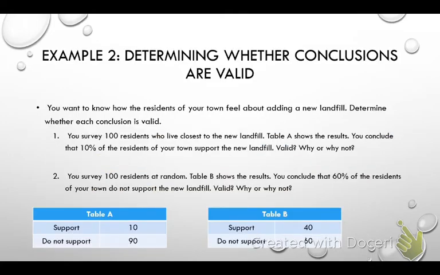Now we're determining whether or not conclusions are valid. Okay, so let's look at these 2 examples. You want to know how they feel about adding a new landfill to the area. What is a landfill? That's where you dump all your trash.